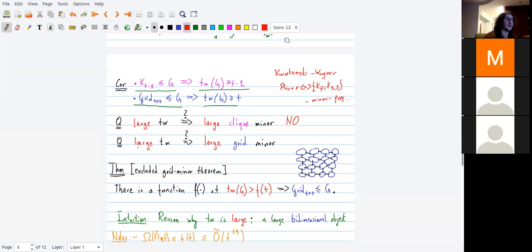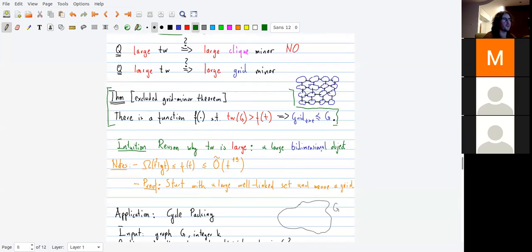So the question now is about grids. If I have a graph of very, very large treewidth, does it necessarily contain a large grid minor? Is this obstacle always there if the treewidth is large? And the surprising answer is that this is actually true. This is one of the main results of modern structural graph theory, the excluded grid minor theorem, which says that there is a function f such that if the treewidth of the graph is at least f of t, so it is sufficiently large in terms of t, then I will be able to find a t times t grid as a minor.